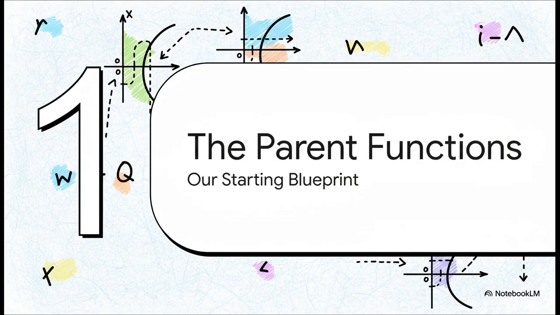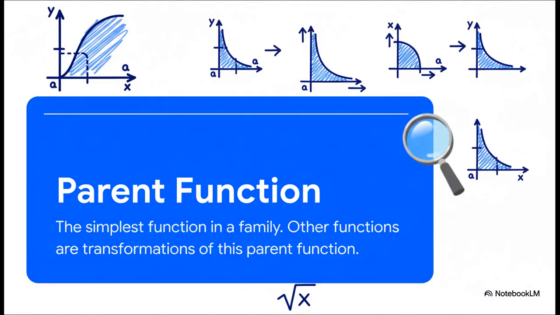Okay, first things first. Before we can start transforming anything, we have to know our starting point, right? So let's meet the two parent functions. Think of these as the original blueprints for every single radical graph we're going to look at. So what even is a parent function? It's exactly what it sounds like. It's the simplest, most basic, stripped-down version of a function in its family. Every other graph we make from here on out is just a modification, a transformation of this original blueprint.